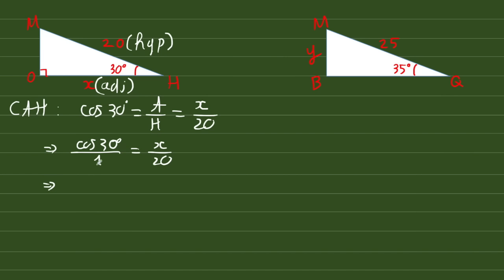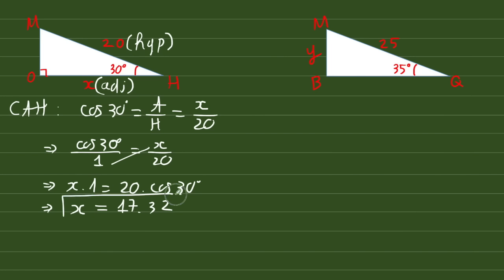And for this one, using the cross line, x times 1 will be equal to 20 times cos 30. Then using your calculator, you get 20 times cos 30, which is 17.32. I will use two decimal places for my answer. Okay.